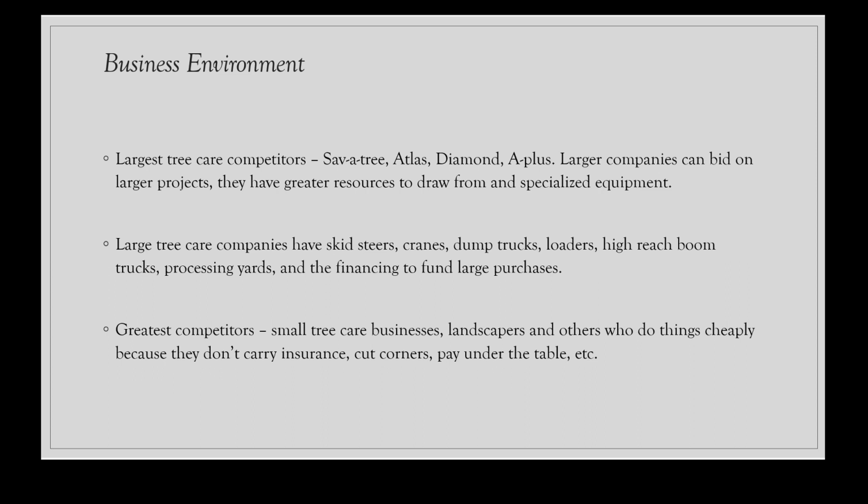Business environment. The four largest tree care competitors in the state of Utah: Save a Tree, Atlas, Diamond, and A Plus. They're big companies. They've got a ton of resources. They've got a lot of manpower. They've got skid steers, cranes, dump trucks, loaders, high reach boom trucks, processing yards, and financing to fund all of this. We're not going to have any of that starting off.